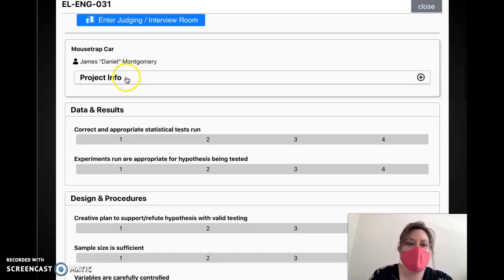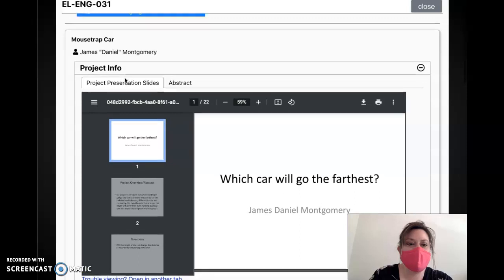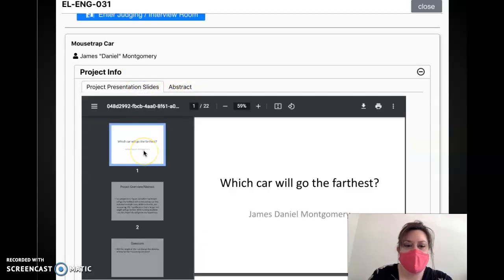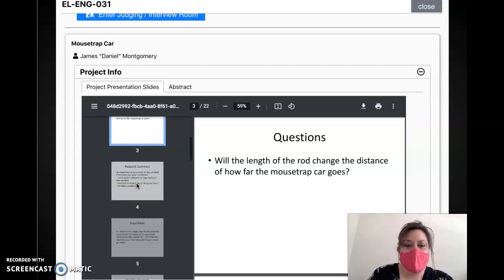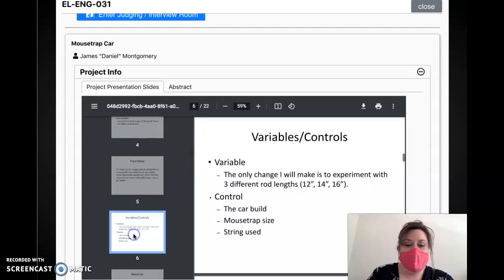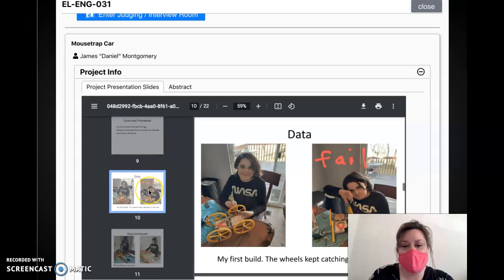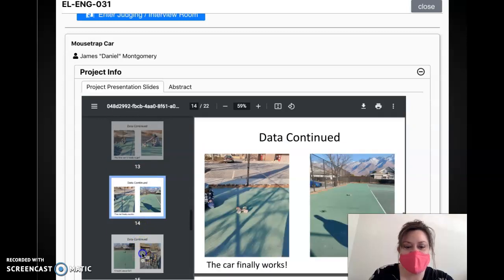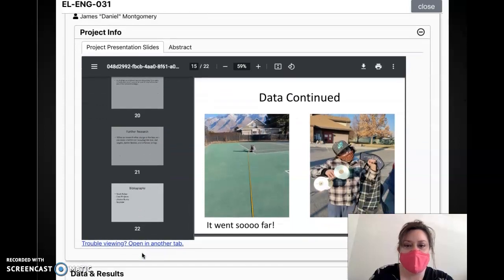So before we go there, I want to just show you a couple things. For each of the students that you'll be judging, you'll be able to see their project abstract, and you'll also be able to see their project presentation slides. So they will be able to go through those with you and talk those through. This essentially is what their display board would have been, but since we don't have a live in-person fair and they don't have their display boards, this is what you'll see instead, and they'll walk you through that.